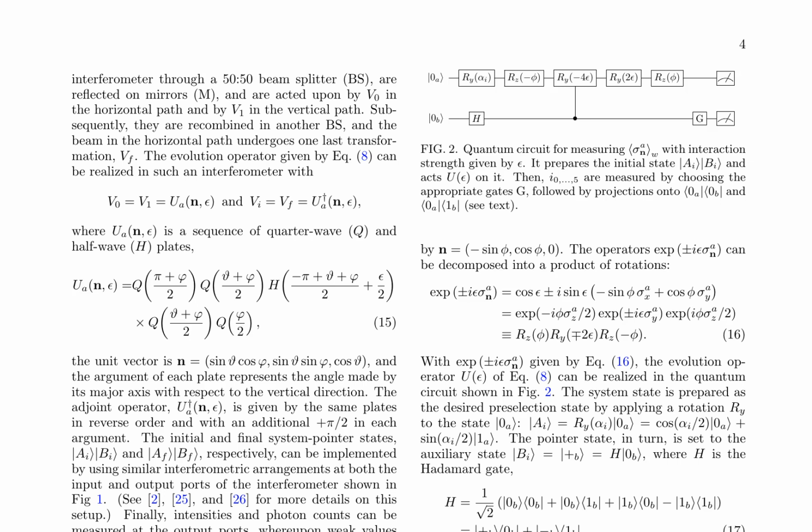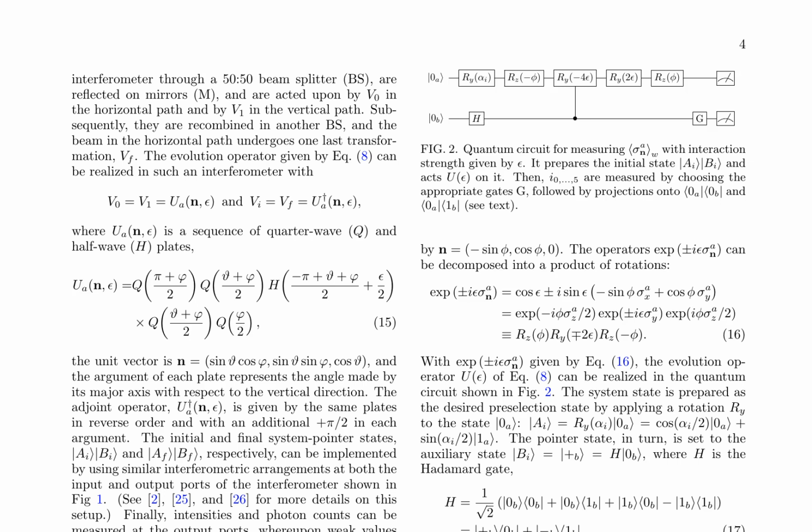The setup consists of a 50-50 beam splitter, mirrors, and unitary operators V0, V1, and Vf, which are realized using quarter-wave and half-wave plates. The evolution operator U_ε is given by equation 15, which is a sequence of these plates with specific angles. The initial and final system pointer states can be implemented using similar interferometric arrangements at the input and output ports of the interferometer.